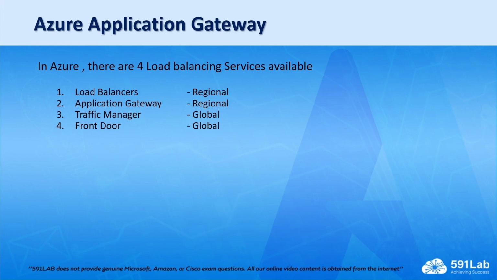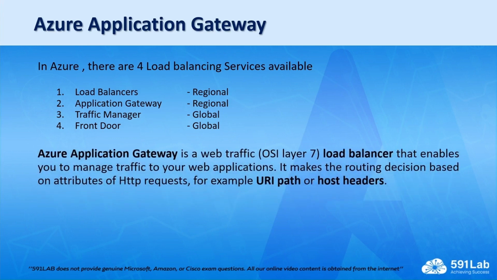For this session, our focus is to discuss application gateways. What is Application Gateway? It is a web traffic regional load balancer that helps to load balance the traffic for web applications. The routing and traffic distribution decision is based on the attributes of the HTTP request like URL path or host headers. To understand them, let's have a look at the diagram.